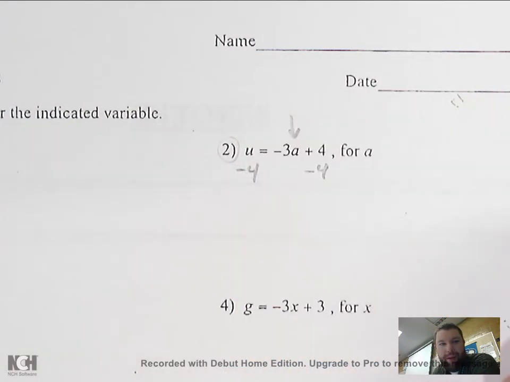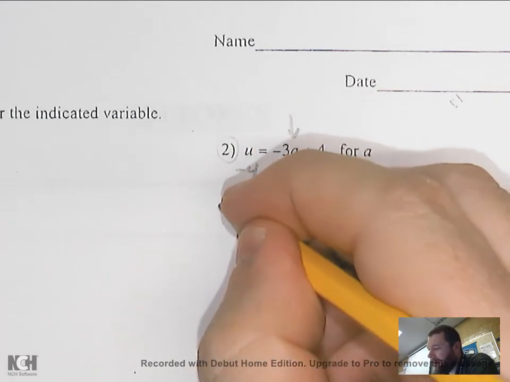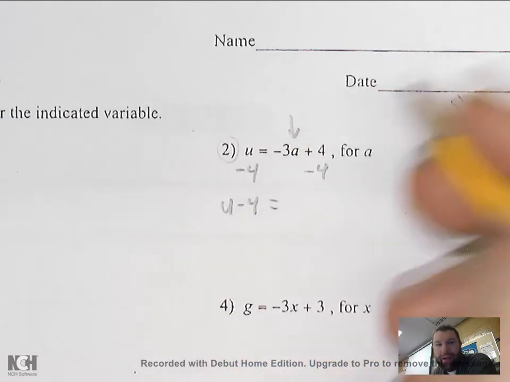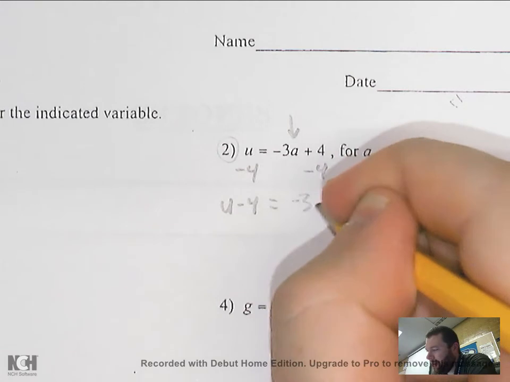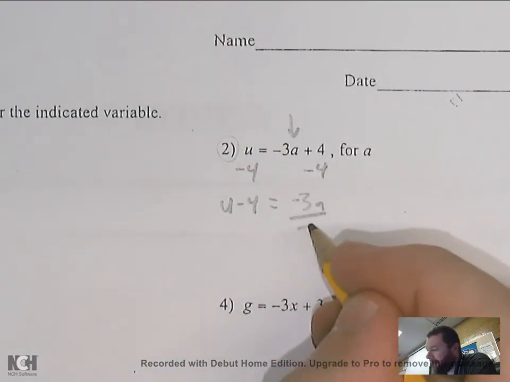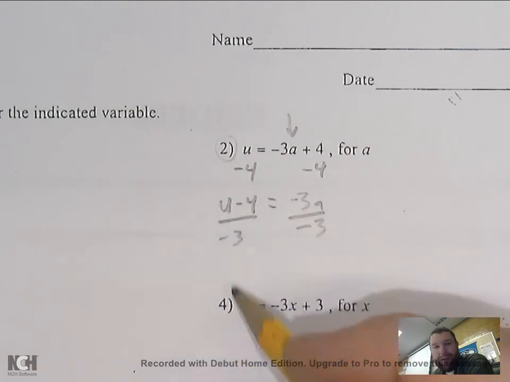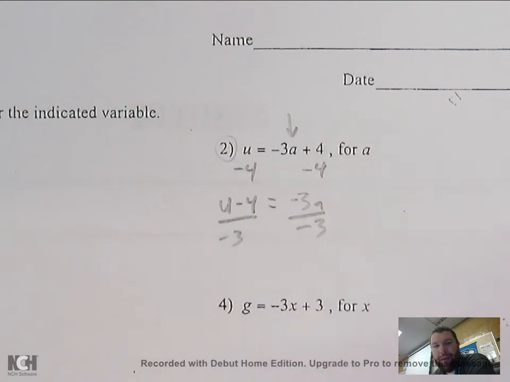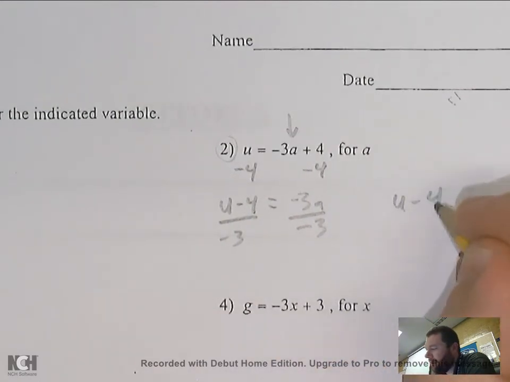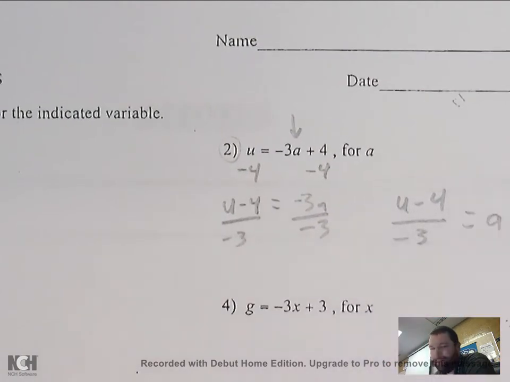But on this side, I have a u. U can't be combined with 4. So I have to leave it as u minus 4, because I can't combine those numbers, equals negative 3a. Then to get rid of this negative 3, I would divide both sides by negative 3. Again, I can't simplify these because I've got that u there. So that's going to give me u minus 4 over negative 3 is equal to a.